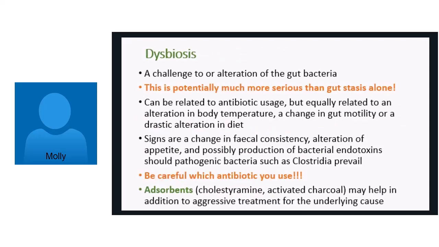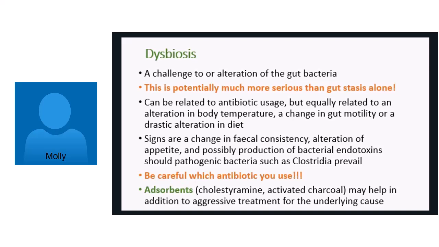So dysbiosis. This is a very common consequence of gut stasis, and this is a challenge to, or an alteration to, the gut bacteria. We can also cause it by inappropriate use of antibiotics or something like that. But we've talked about the multiple functions of the microbiome. As soon as that's messed up, these rabbits are in a significantly more precarious position, perhaps than we might realise. So with these animals, you will get a change in fecal consistency. You'll get an alteration of appetite.